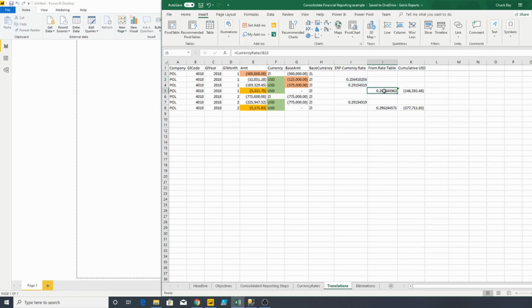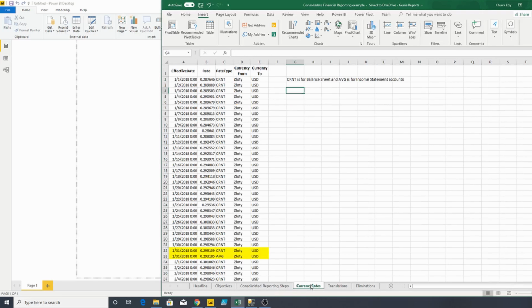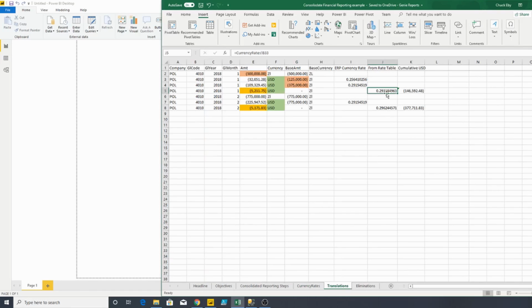Now let's look at the average rate for the end of January. And we see here that we have 293,185, which we have 293,185 here. Now let's take a look at our sales for the month of January in zloty, which were 500,000. So if we take the 500,000 and multiply that by our rate at the end of the month, the average rate, we come up with a US dollar amount of 146,592.48.